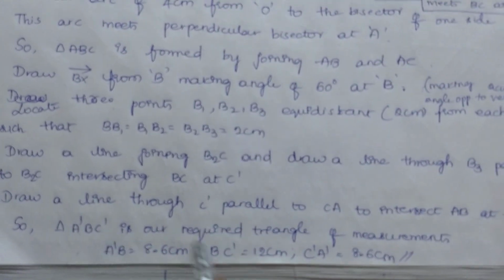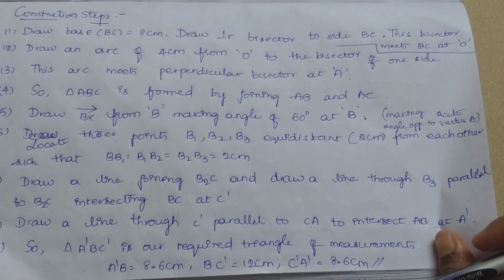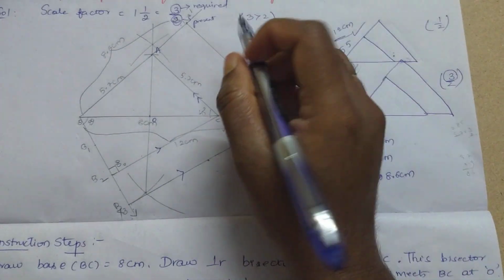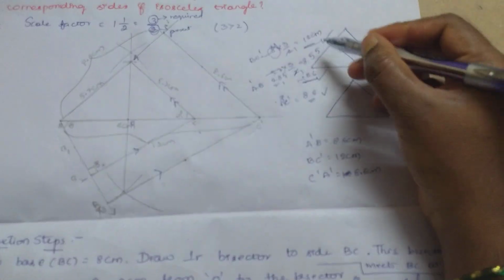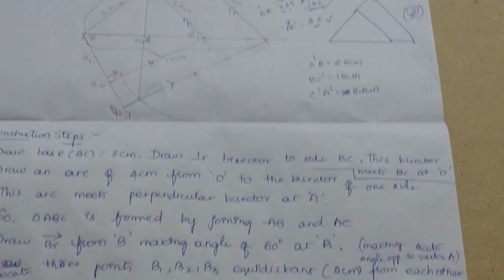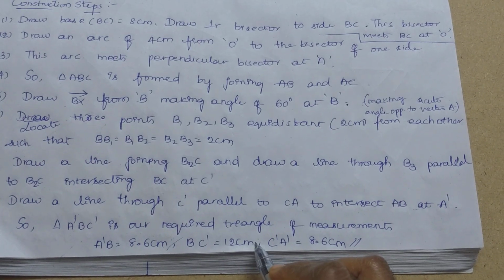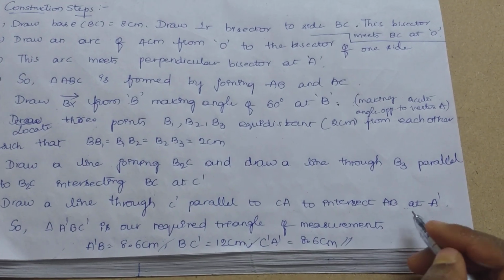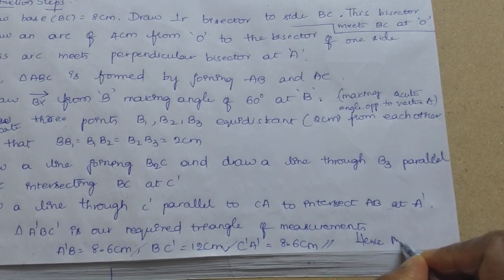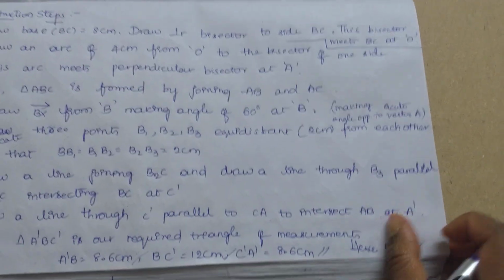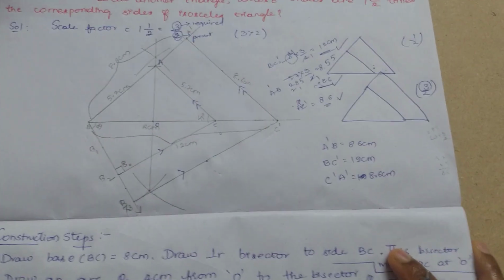So triangle A dash B C dash is our required triangle of measurements. For explaining I have written it here, but in the construction steps also you have to write. A dash B as 8.6 centimeters, B C dash as 12 centimeters and C dash A dash as 8.6 centimeters. Hence proved. They asked us to do this, right? We have written the same thing. Hence it is done. Okay, this is the solution.